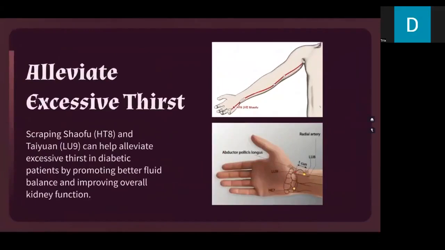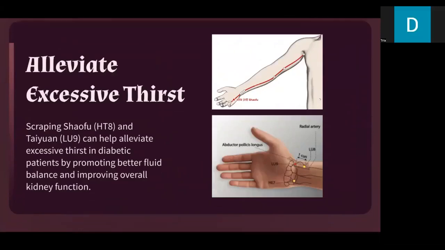To alleviate excessive thirst, scraping Fu, Heartache, and Tai Yuan, Lung 9, can help alleviate excessive thirst in diabetic patients by promoting better fluid balance and improving overall kidney function.